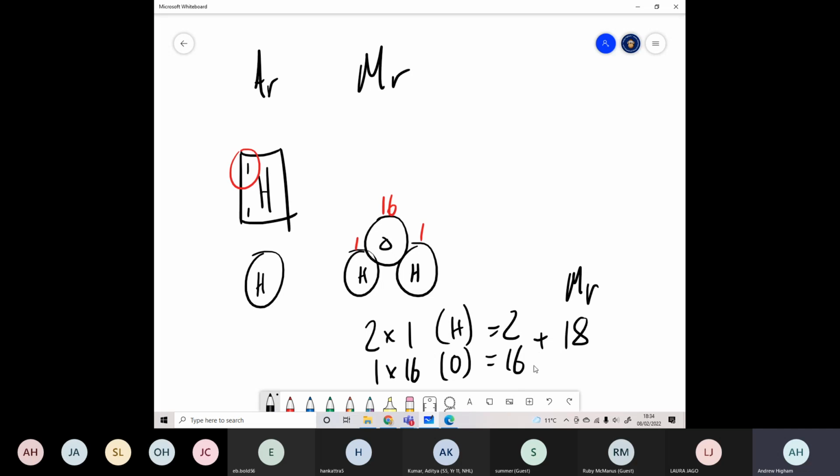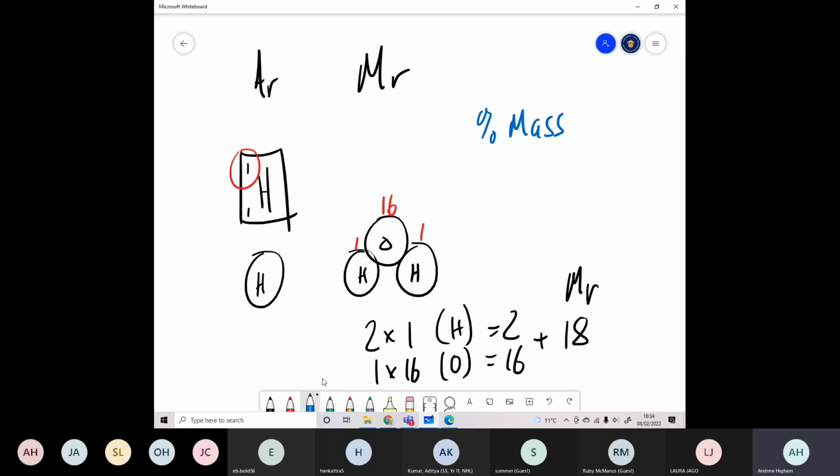Now, the reason I'm focusing on this is because there are certain things you can do with this very basic concept later on to pull yourself out of trouble if you get a really tricky question. Anyway, the one addition to this, and hopefully you should all be aware of this, is that you can actually work out percentage mass. The percentage mass is basically how much each element contributes to the overall mass.